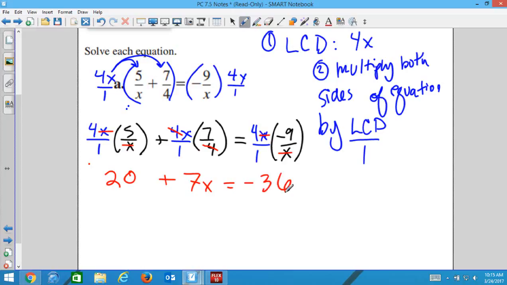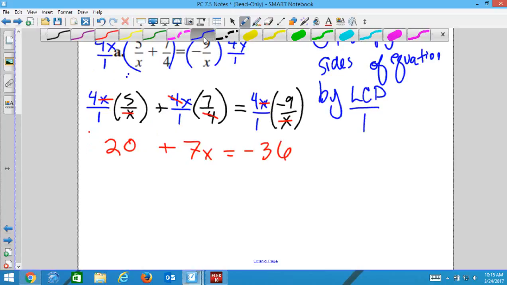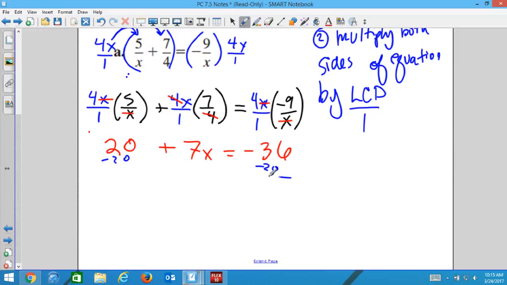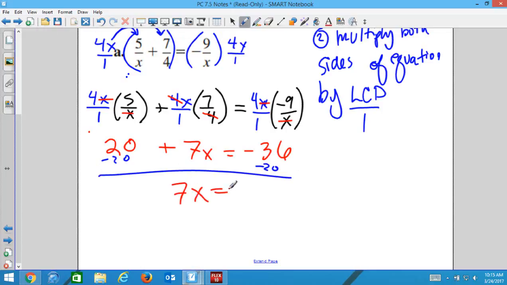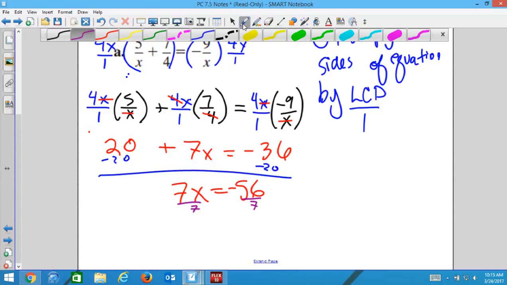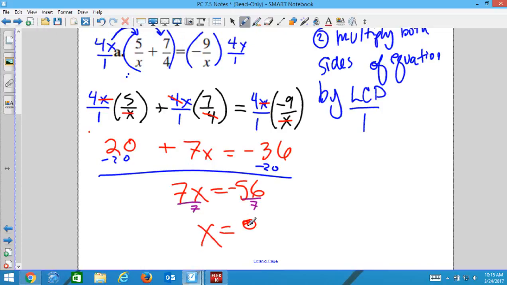So now all we have to do is solve for x. Subtract 20, divide by 7. We get x equals negative 8. Now you gotta check it.